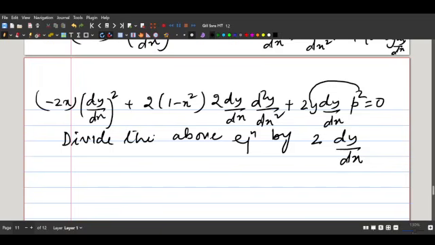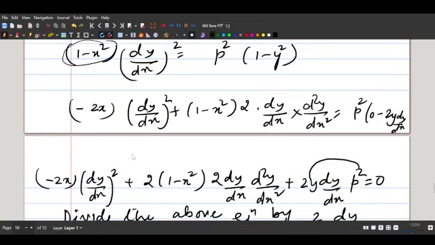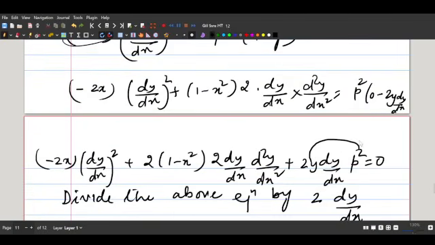So if I divide it by 2 dy by dx, I'm going to have only minus x dy upon dx. If I divide this by 2 dy by dx, I'm going to have 2 times. This 2 is written extra, so this 2 has to be removed from here, because it was 1 minus x square 2 dy by dx d square y upon dx square.